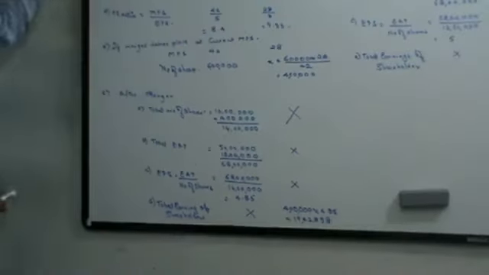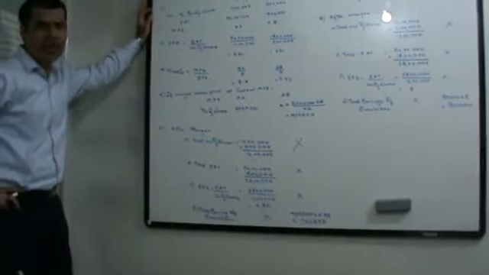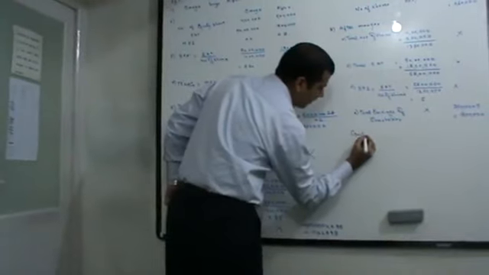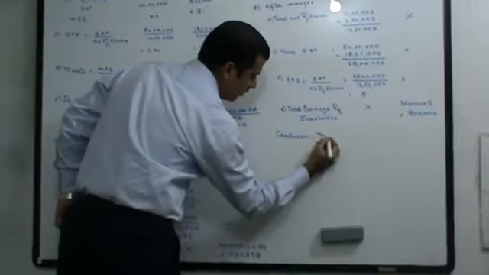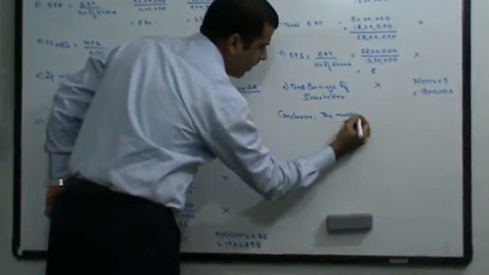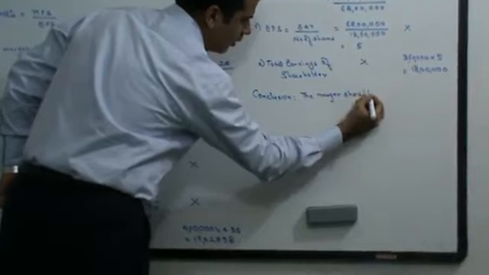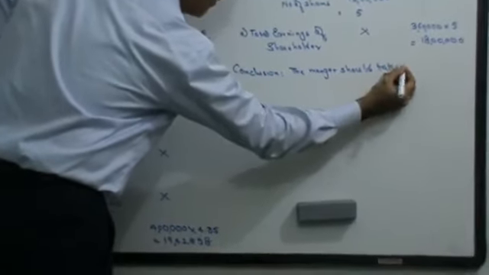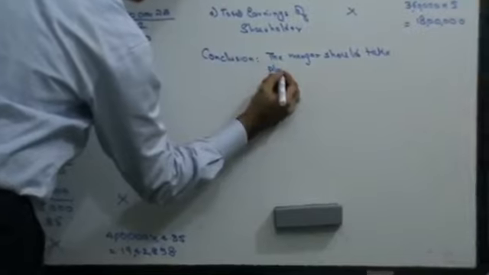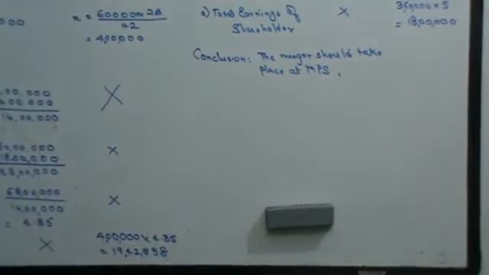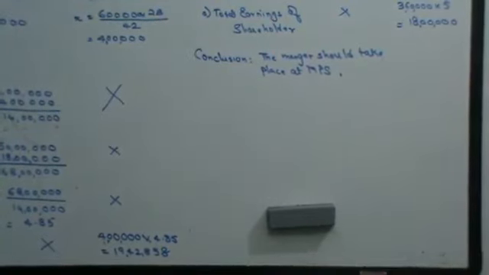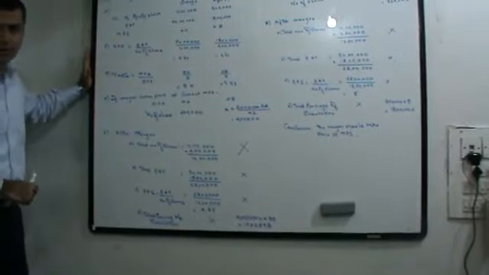Since the shareholders will earn more if the merger takes place at MPS, therefore conclusion, the merger should take place at MPS, at market price per share. The shareholders of Alpha Limited would benefit more if the merger takes place at market price per share. Do we get this in clear?